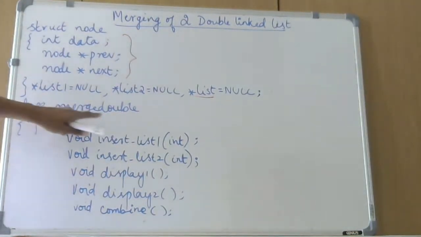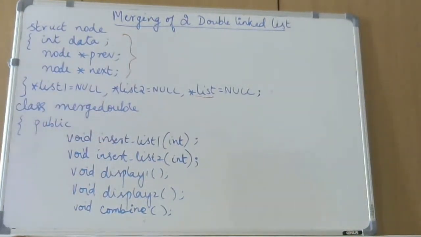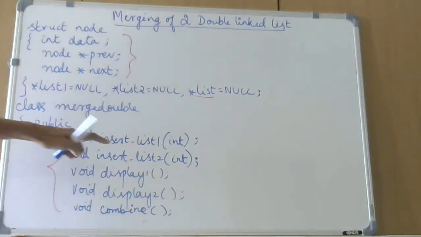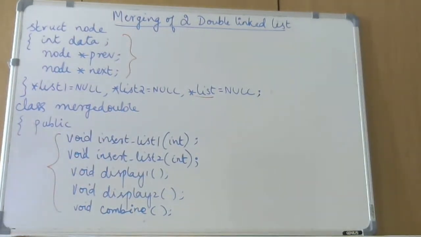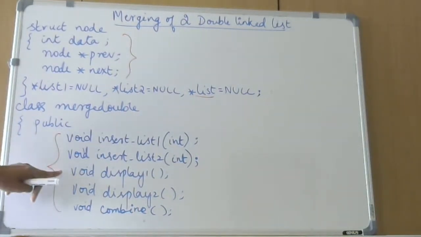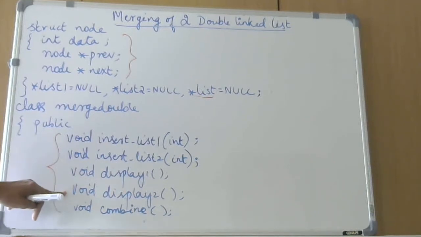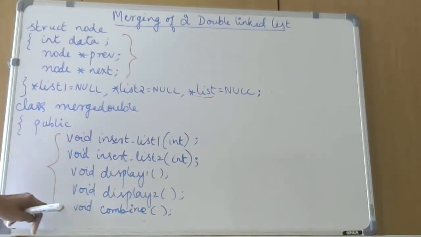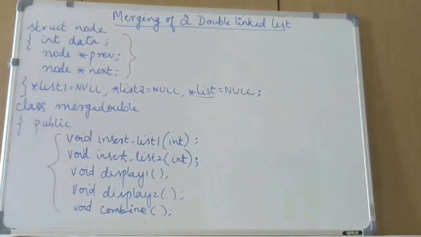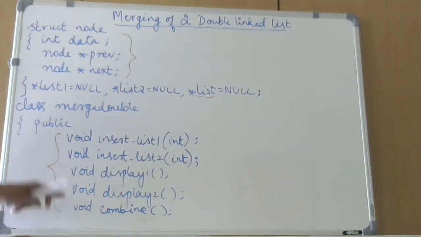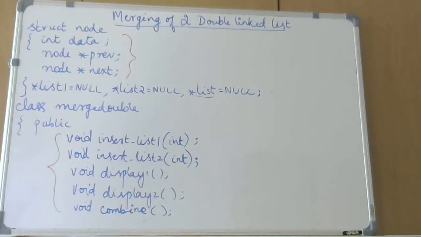Now I am defining a class called merge double, and then we are going to see all these operations. How to insert? We have to insert in the first list and insert in the second list. Display 1 displays the first list, display 2 displays the second list, and then I am using one more main function, that is combine, which is going to merge both the lists. So we have to keep two lists ready.